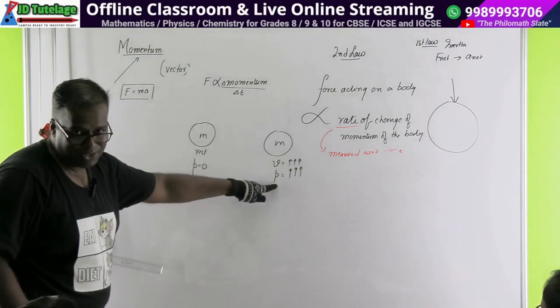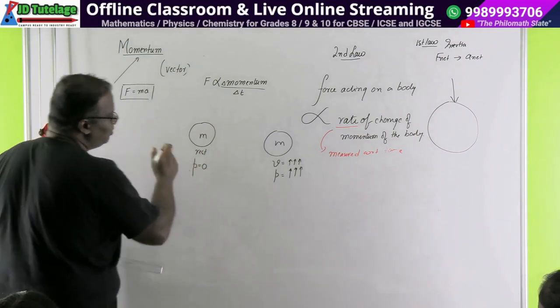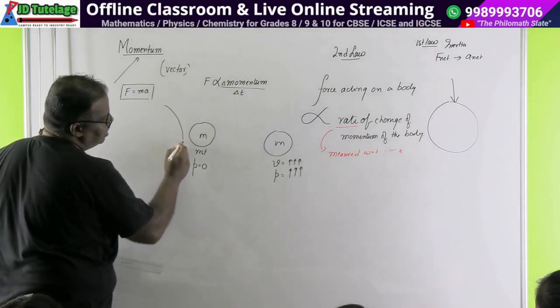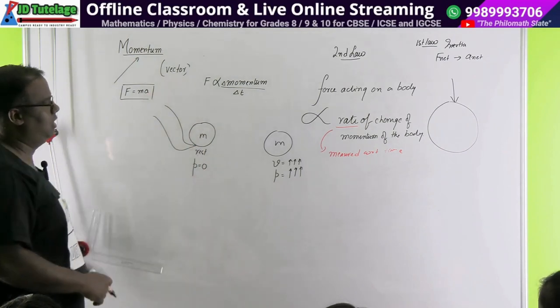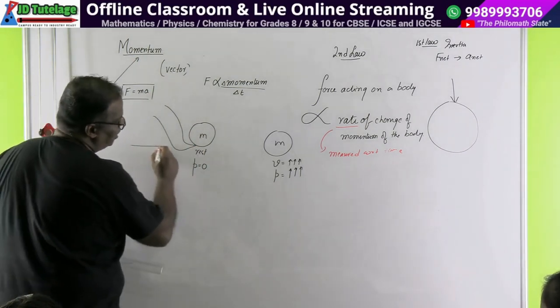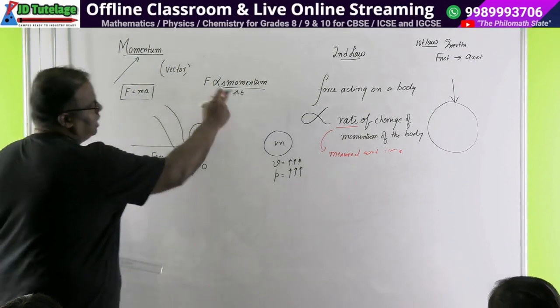So the momentum has gone substantially high. Do you agree? In order to do this, there was some soccer player who must have kicked this ball. ऐसे kick मारा होगा और ये गया होगा. तो यहाँ पे क्या लगा होगा? Force लगा होगा. Let us understand this word delta t.